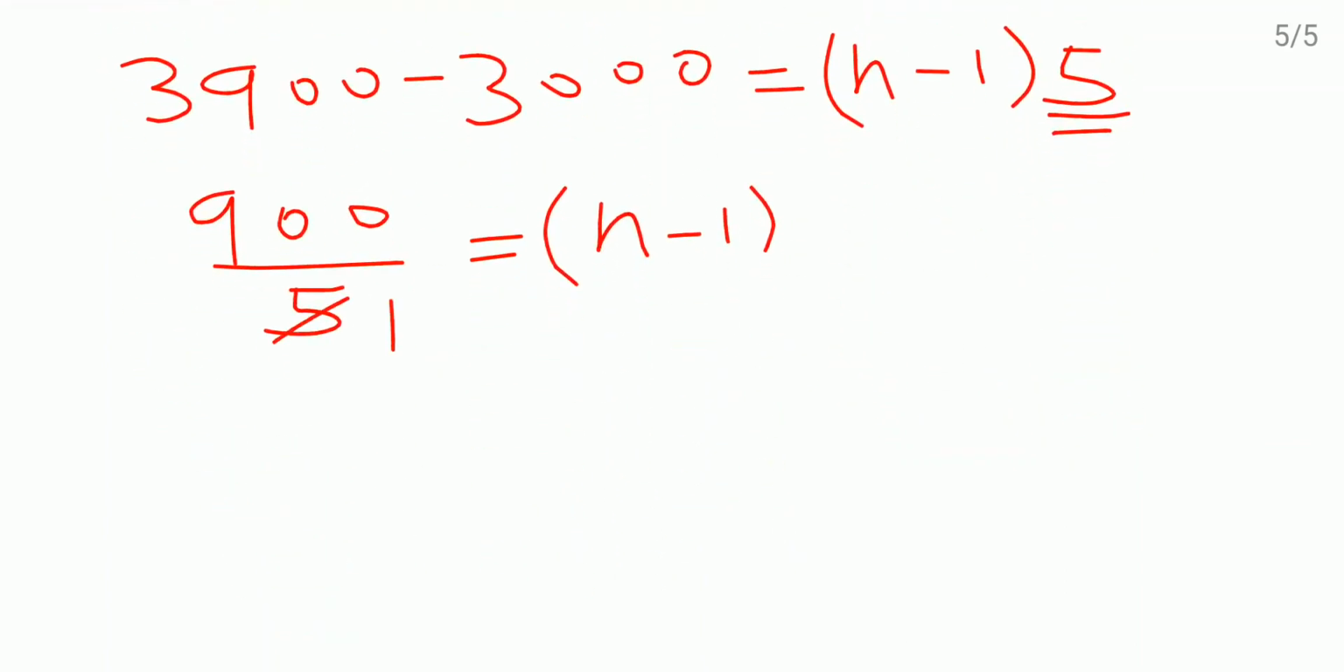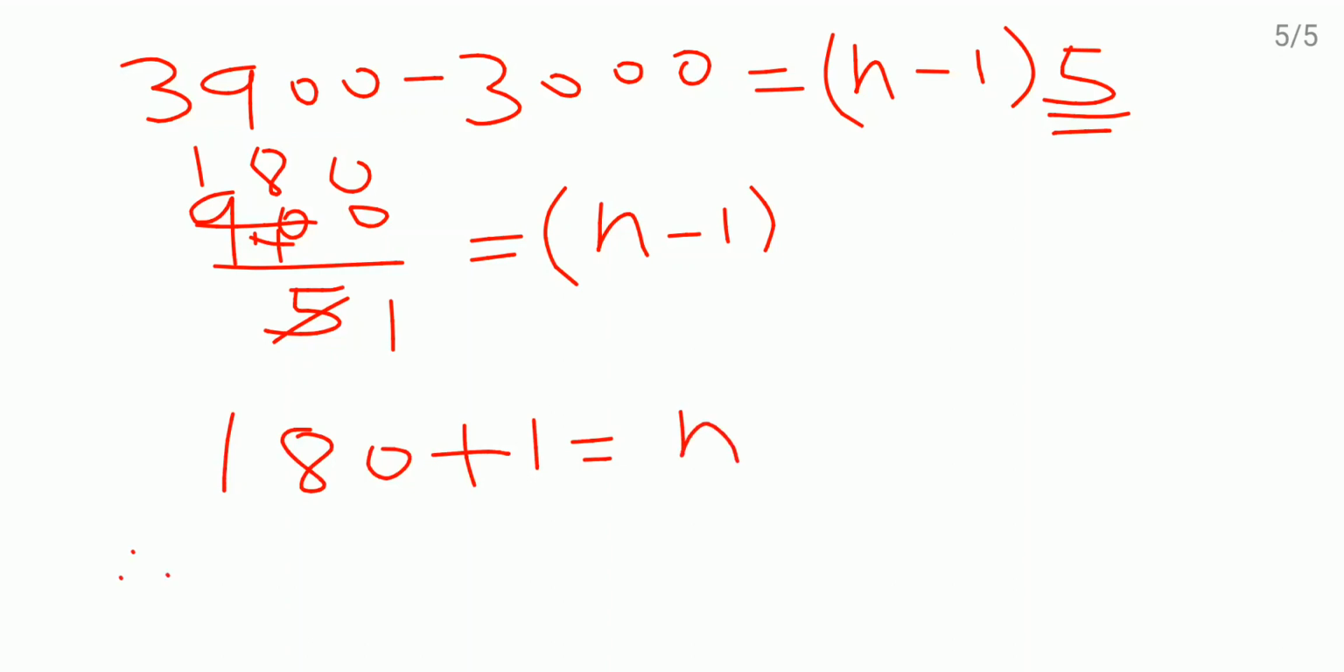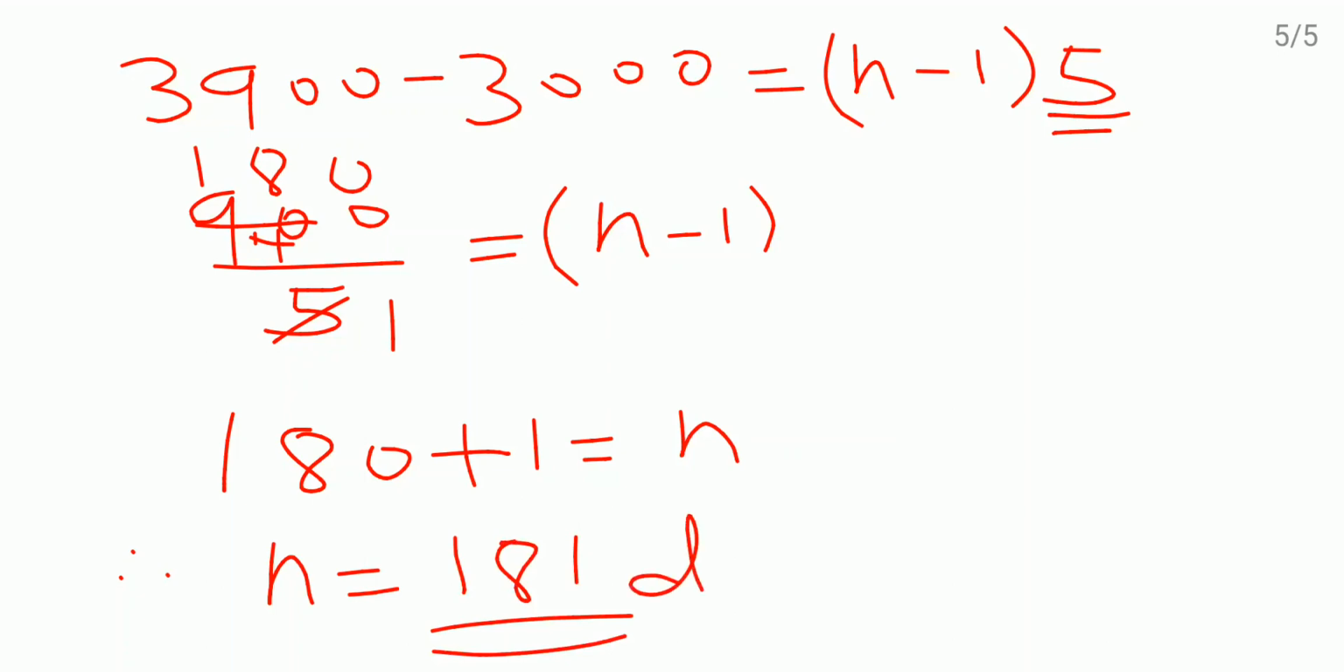equals, see here, 5 ones are 5, 5 eights are 40, and this 0 as it is. So 180. This minus 1 will come here, it is plus here. Therefore, n is equal to 181 days. So to achieve his target, he will require 181 days. Correct? Let us see in 181 days how many push-ups he has done.